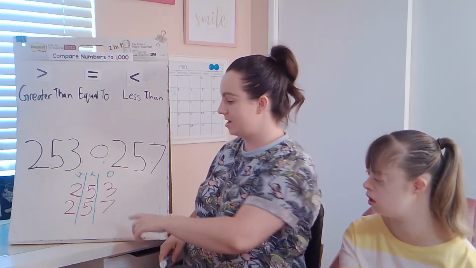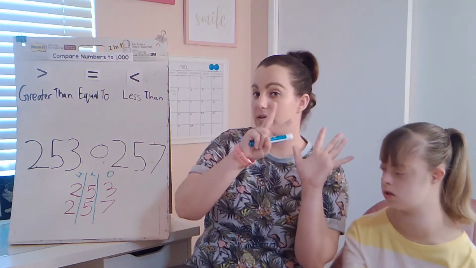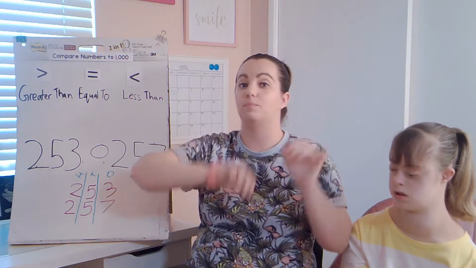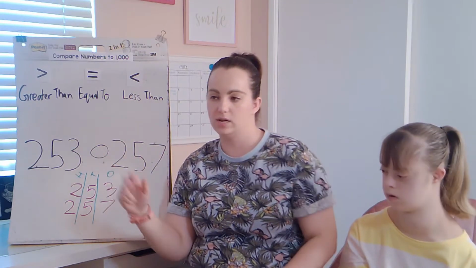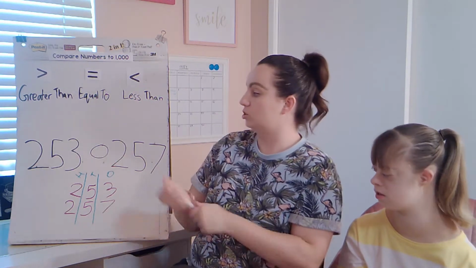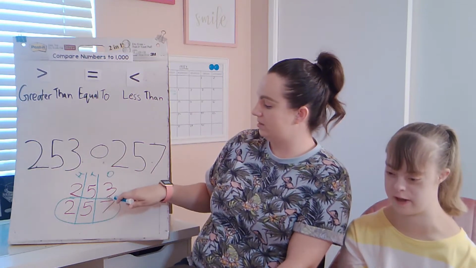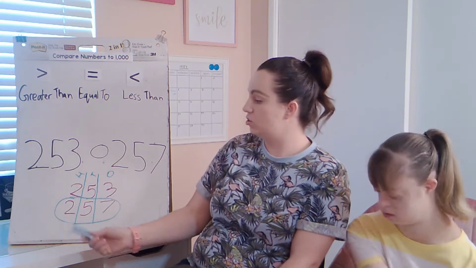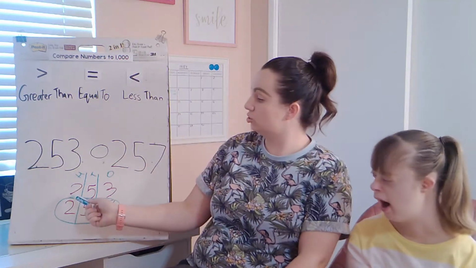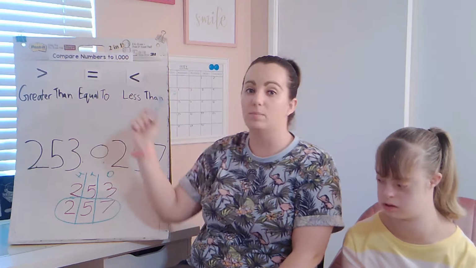Let's go ahead and compare. Now we have to see, is 3 or 7 the bigger, greater number? 7 is the bigger number. Good. So, I'm going to circle it to help me remember. Since 7 is greater than 3, I now know that 257 is bigger or larger than 253. So now I know I do need to use the alligator mouth signs.